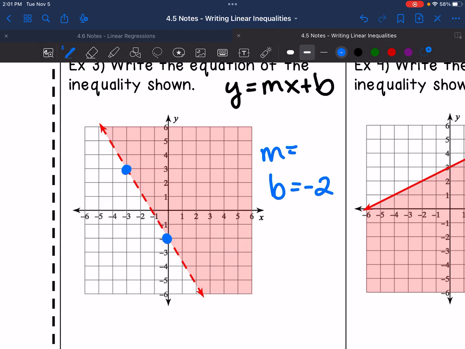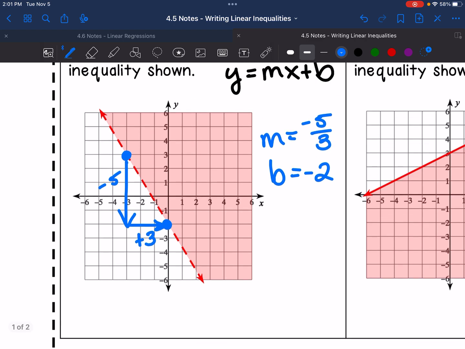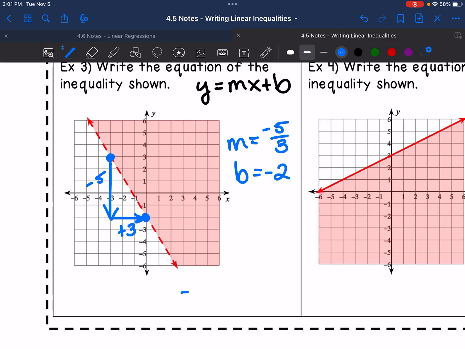So when I count my rise over run, I can see that going from that (-3, 3) point, I have to go down by 1, 2, 3, 4, 5. So it's -5. And then to the right by 3. So that has a rise over run of negative 5/3. So that means for my inequality, I know the right-hand side has to be negative 5/3 x minus 2. And I know I need a y on the left-hand side.